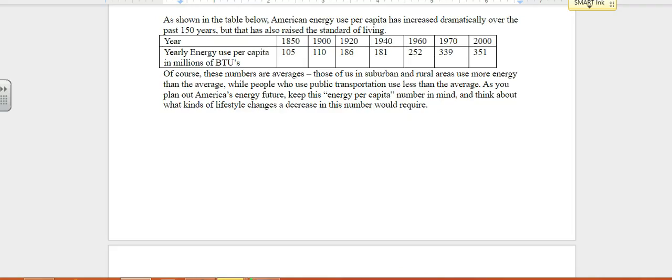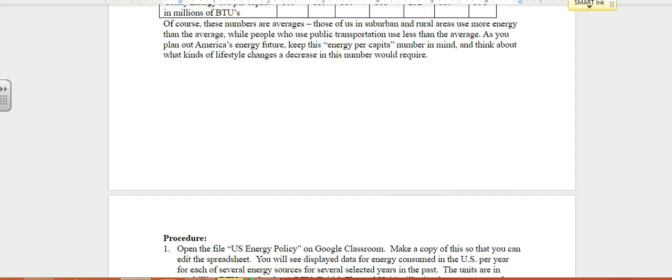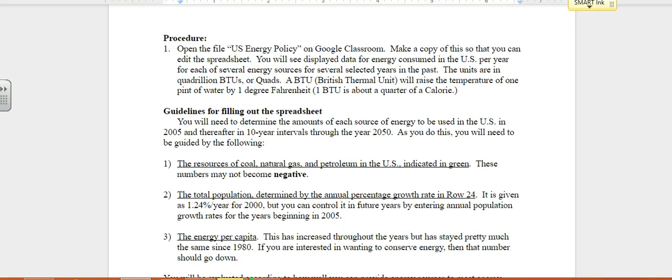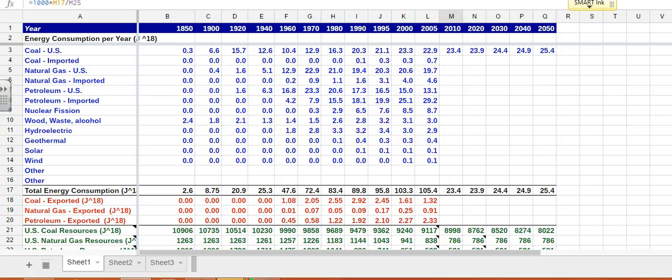It's talking about how from 1850 to 2000, we are basically increasing the amount of energy per person that lives here, per capita, over the past 150 years, which maybe isn't surprising to you at all. The key thing is, as you scroll down to the second page, it says procedure. Additionally, I've also attached a Google Sheet called US Energy Policy, which looks like this.